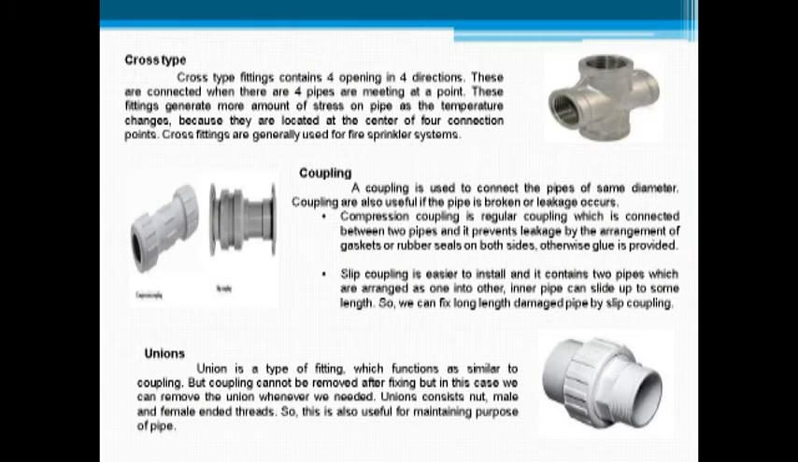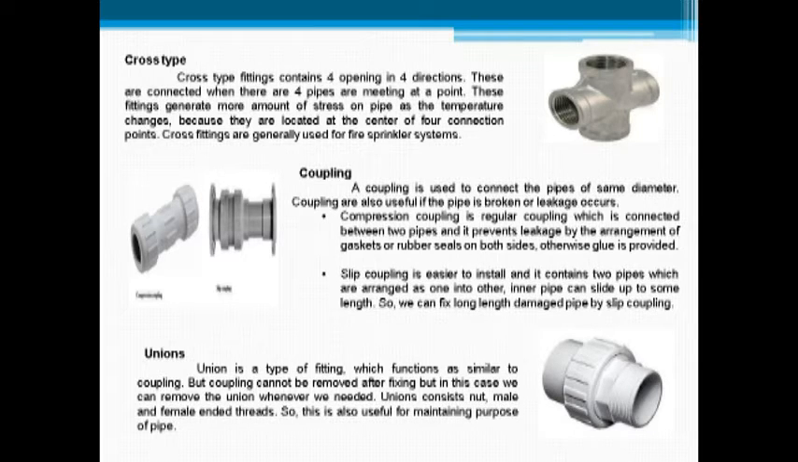Cross type. Cross type fittings contain four openings in four directions. These are connected when four pipes are meeting at one point. This fitting generates more stress on a pipe as the temperature changes, because they are located at the center of four connection points. Cross fittings are generally used for fire sprinkler systems.